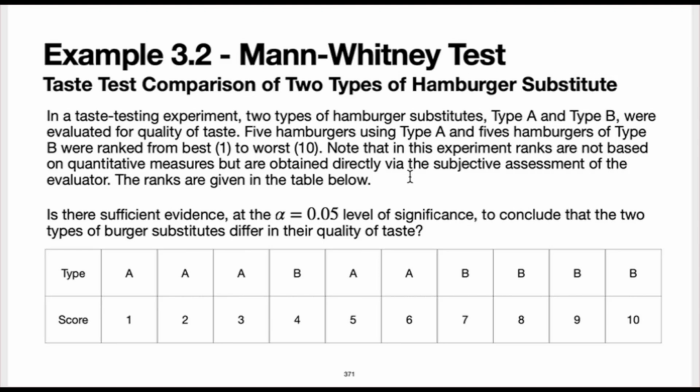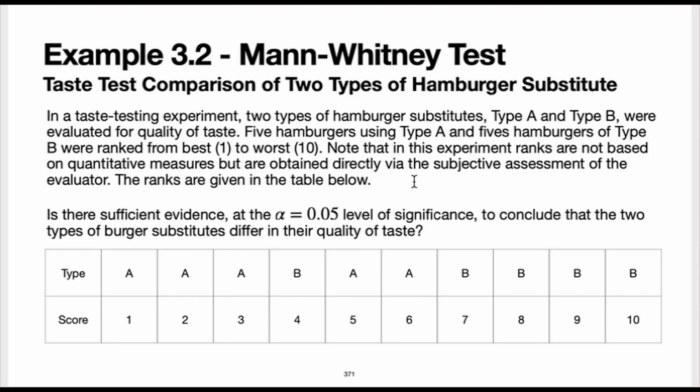So note in this experiment, ranks are not based on a quantitative measure, as was done in the previous example. If you think back to the previous example, we had the strength measurements. Those values were measured on each cable sample, and then we ranked those quantitative values. But in this case, the ranks are not based on quantitative measures, but are obtained directly via the subjective assessment of the evaluator. So a person is ranking, they're not coming up with a quantitative measure which they then sort. They're just ranking the various samples based on their own subjective assessment.